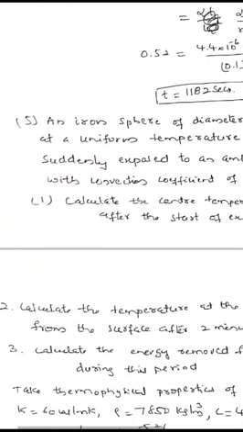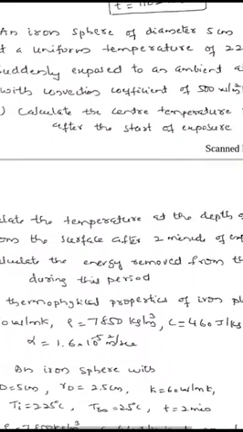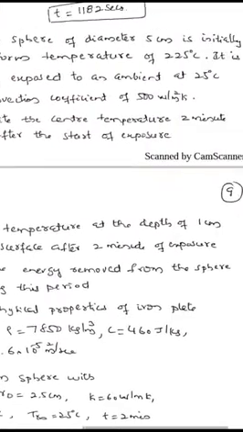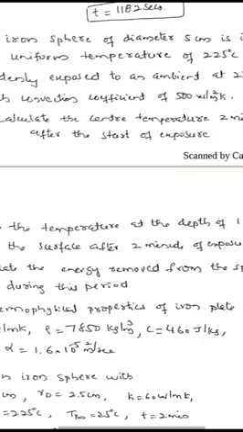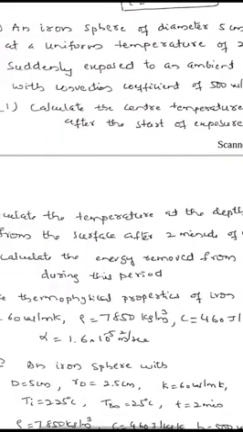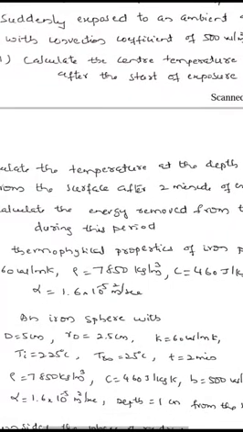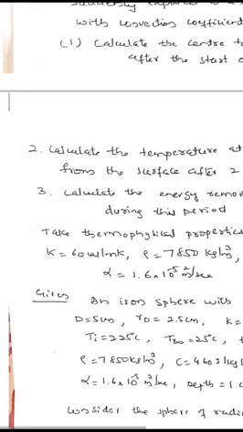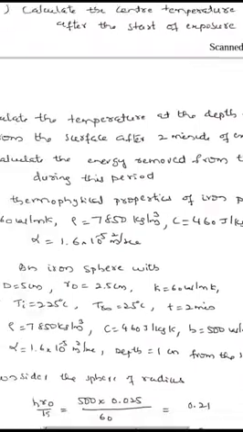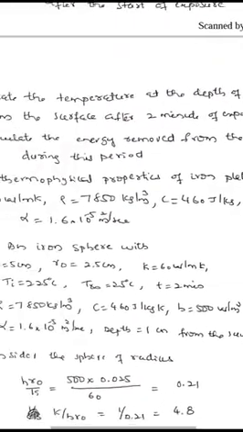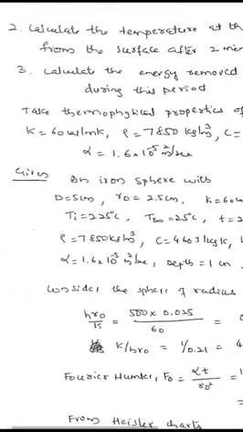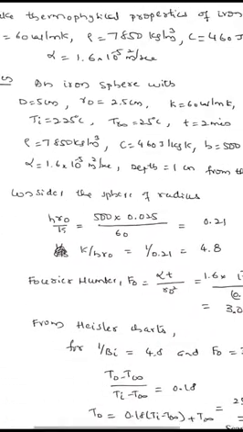Now the last problem, problem number 5. An iron sphere of diameter 5 centimeter is initially at a uniform temperature of 225 degrees centigrade. It is suddenly exposed to ambient at 25 degrees centigrade with a convection coefficient of 500 watt per meter square Kelvin. Calculate the center temperature 2 minutes after the start of exposure. Second, calculate the temperature at a depth of 1 centimeter from the surface after 2 minutes of exposure. Third, calculate the energy removed from the sphere during that period. The thermophysical properties of iron are also given.